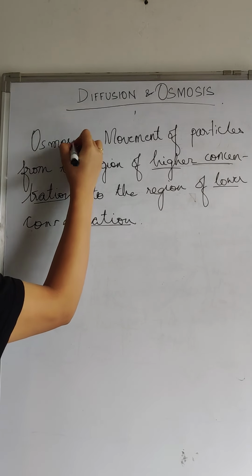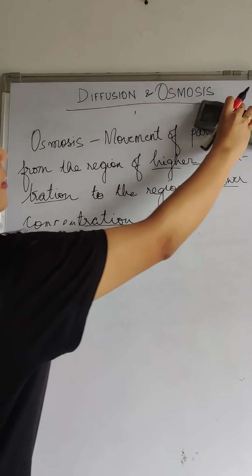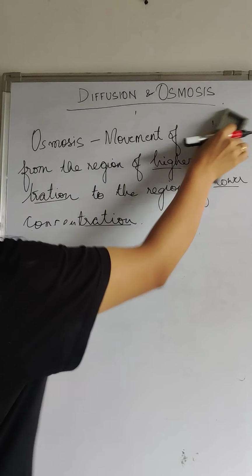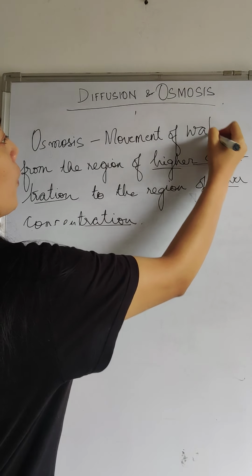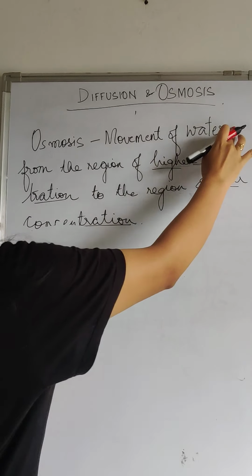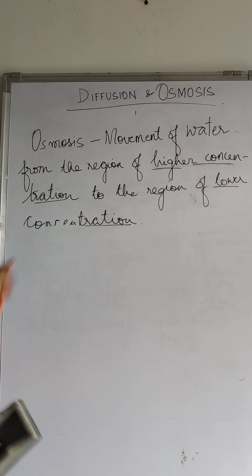Osmosis is the movement of which particle here? In case of osmosis, it is movement of water. Okay, from the region of higher concentration to the region of lower concentration.